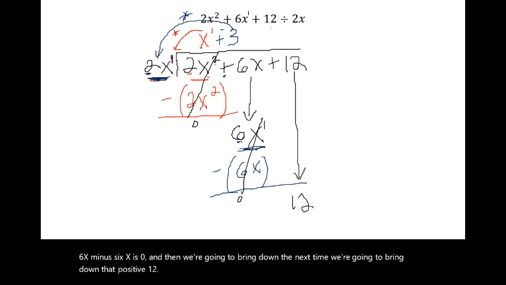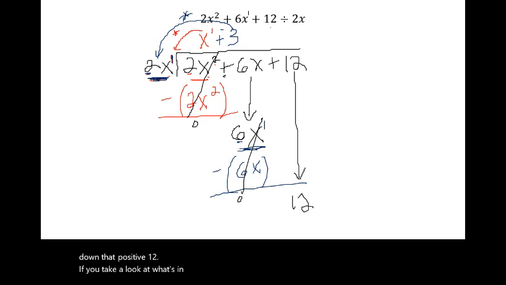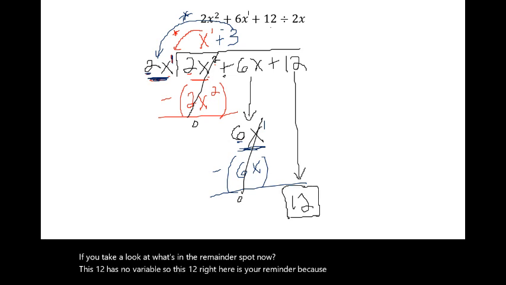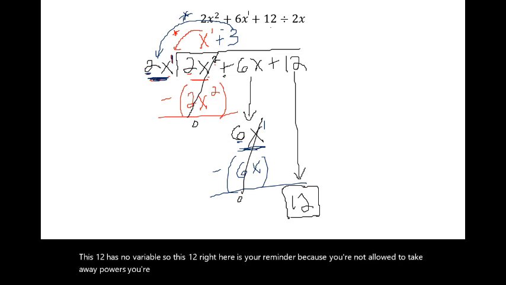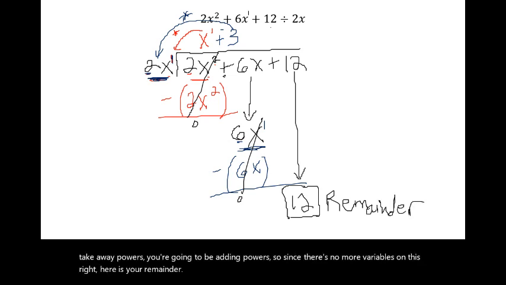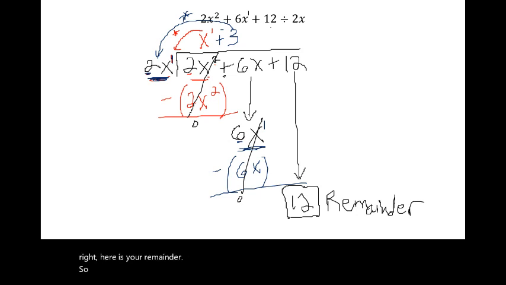Now, if you take a look at what's in the remainder spot now, this 12 has no variable. So this 12 right here is your remainder because you're not allowed to take away powers. You're going to be adding powers. So since there are no more variables on this, this right here is your remainder. So then the quotient is this x plus 3.